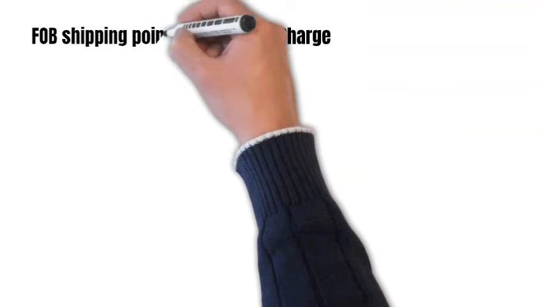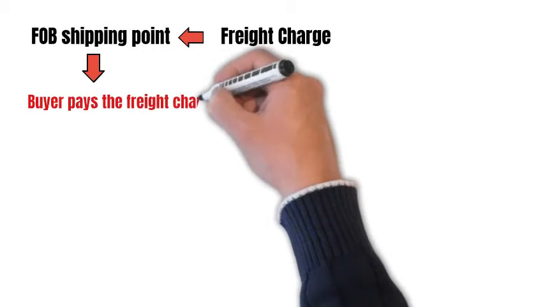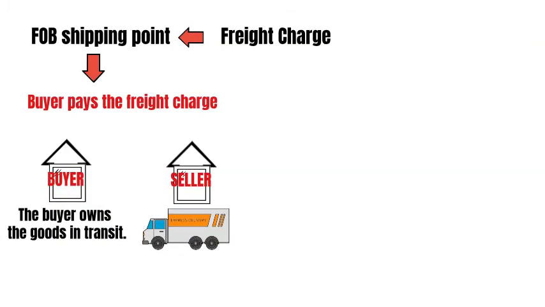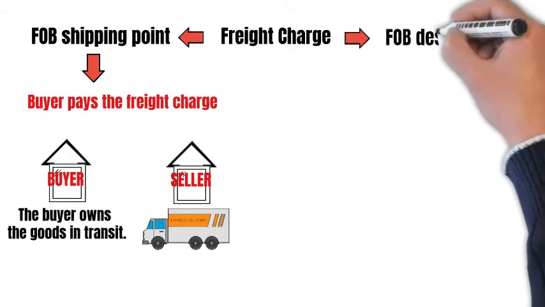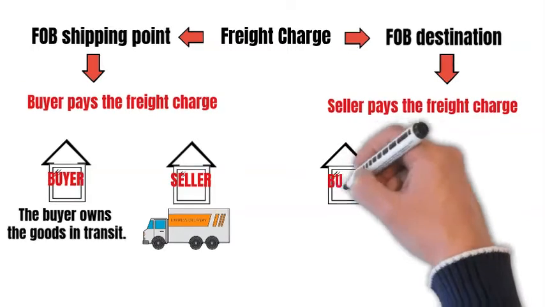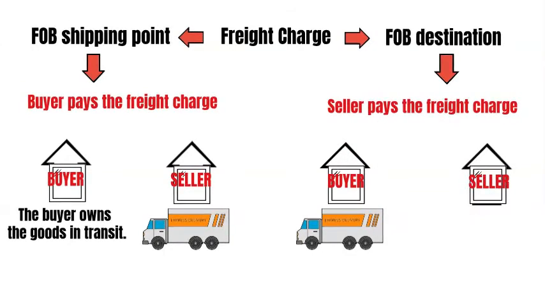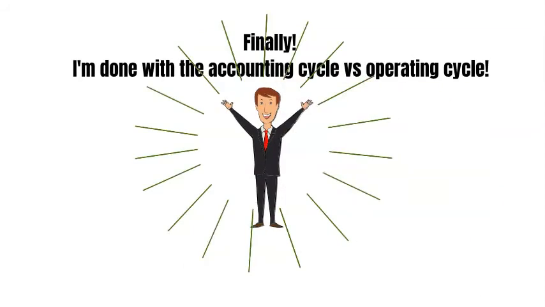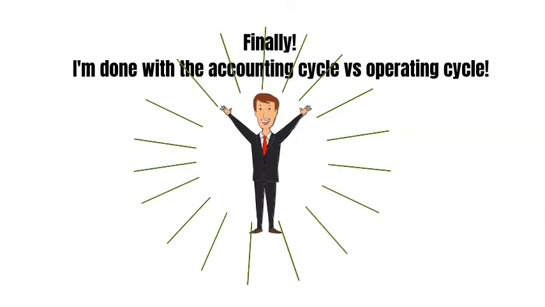In FOB, free on board shipping point, the buyer pays the freight charge and the buyer owns the goods in transit. Once the goods leave the seller warehouse, the ownership is transferred to the buyer, meaning, whatever the damages or loss while the goods are in transit, the buyer will bear the loss. While in FOB, free on board destination, the seller pays the freight charge and the ownership is transferred to the buyer once the goods are delivered, meaning, whatever the damages or loss while the goods are in transit, the seller will bear the loss. Finally, I'm done with the accounting cycle versus operating cycle.